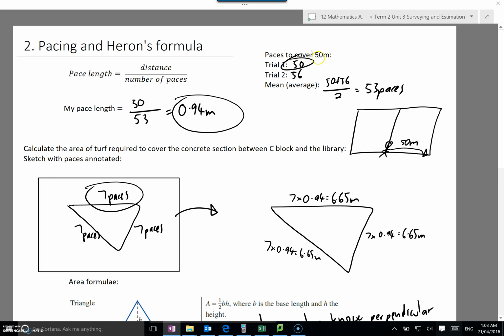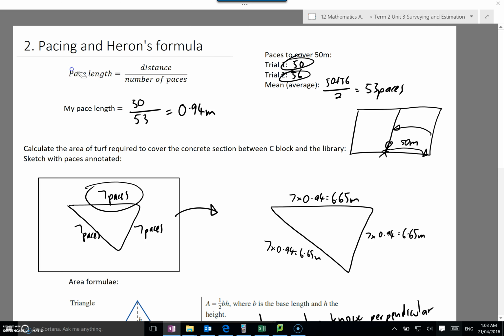Wrote it here for the first trial, and here we did it again just to make sure we averaged that out, and ended up with a mean number of paces. So from here we can use this pace length formula to find out how far each of our paces are. So in 50 meters, I took 53 paces. So each of my paces is 0.94 meters.